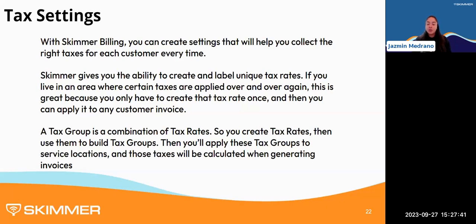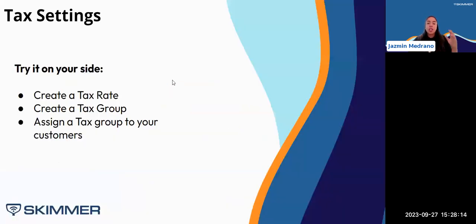So we have tax groups and tax rates. A tax group is a combination of tax rates. So you create the tax rates and then use them to build your tax group. So let's say, for example, you have county tax, city tax, and state tax. You can create those separately and then create a group depending on how you charge your customers. Then you apply these tax groups to your service locations, and those taxes will be calculated when generating the invoices, okay? So to do this, we're going to go into settings and we're going to go into taxes.